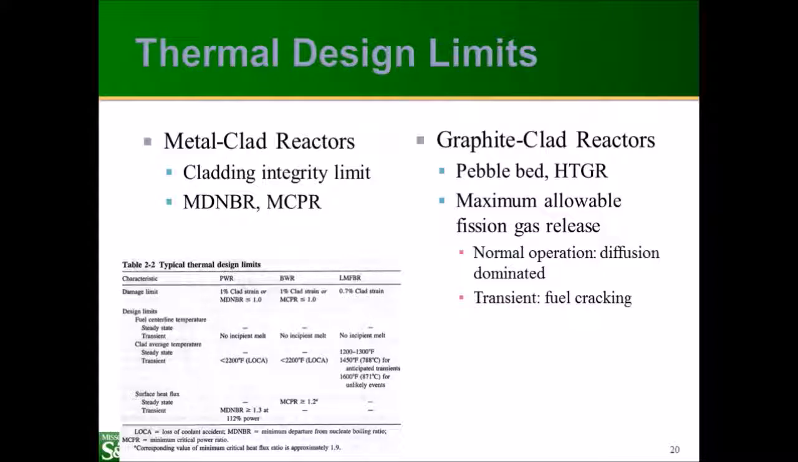A high-temperature gas reactor or graphite-clad reactors have a little bit different fuel structure, and here the thermal limits are determined by the maximum acceptable fission gas release. So at low power or steady-state operation, we want to minimize the diffusion of the fission gases through the graphite casing. So the temperature limit is about 1300 degrees Celsius to minimize diffusion. And for transients, we're less concerned about the slow process of diffusion, and we're more concerned about thermal stresses and fuel cracking. So then our temperature limit is about 1600 degrees Celsius to avoid fuel cracking.